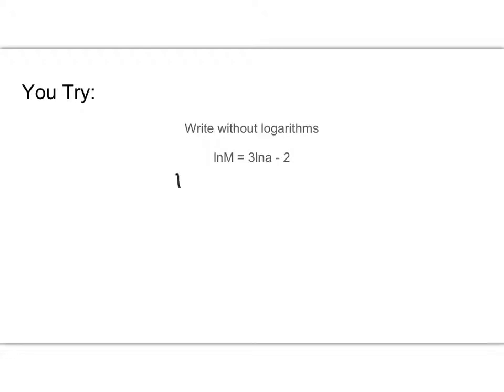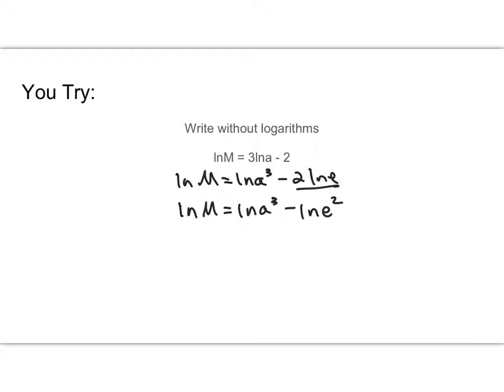Okay, so we have the natural log of m equals the natural log of a cubed minus 2 times the natural log of e. And then we can rewrite this over here as an exponential. Natural log of m equals natural log of a cubed minus the natural log of e squared. Now I can use the division property to rearrange that side: a cubed over e squared. And now I have the situation where I can drop the natural log. So m is equal to a cubed over e squared.